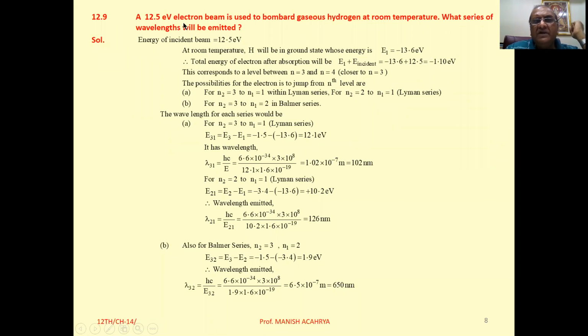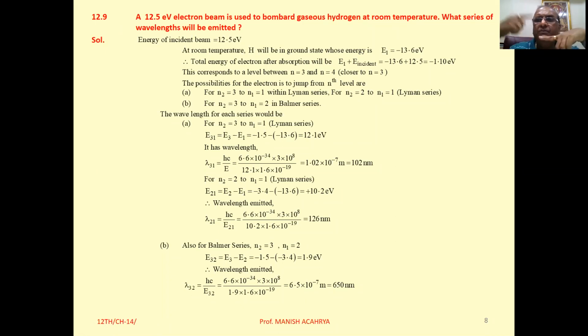So if 12.5 electron volt energy is absorbed, then the total energy will be minus 13.6 plus 12.5, and you will get minus 1.1 electron volt. This minus 1.1 electron volt is very close to the energy in the n equal to 3 state. So we can say that when 12.5 electron volt energy is absorbed, the electron will jump to the n equal to 3 state.